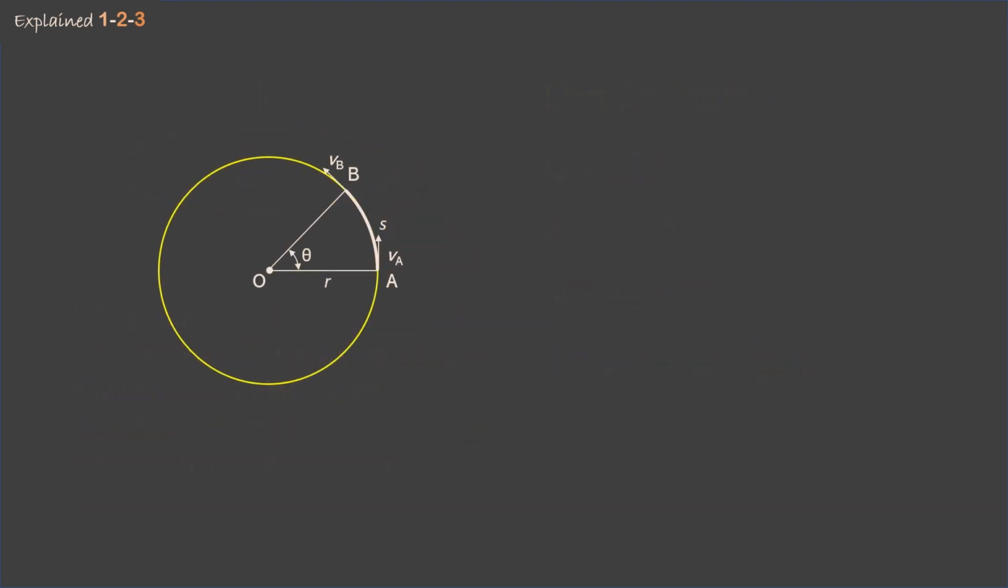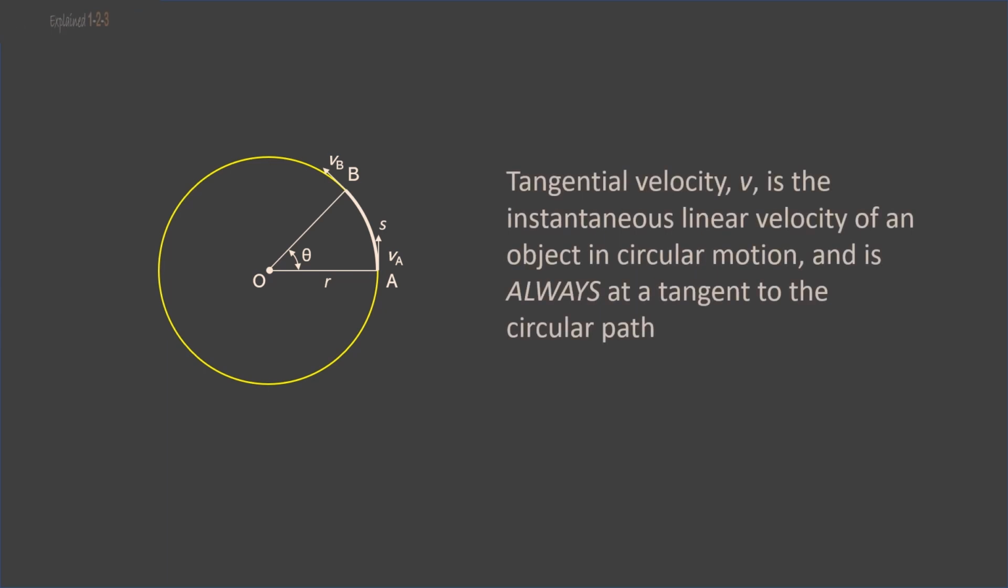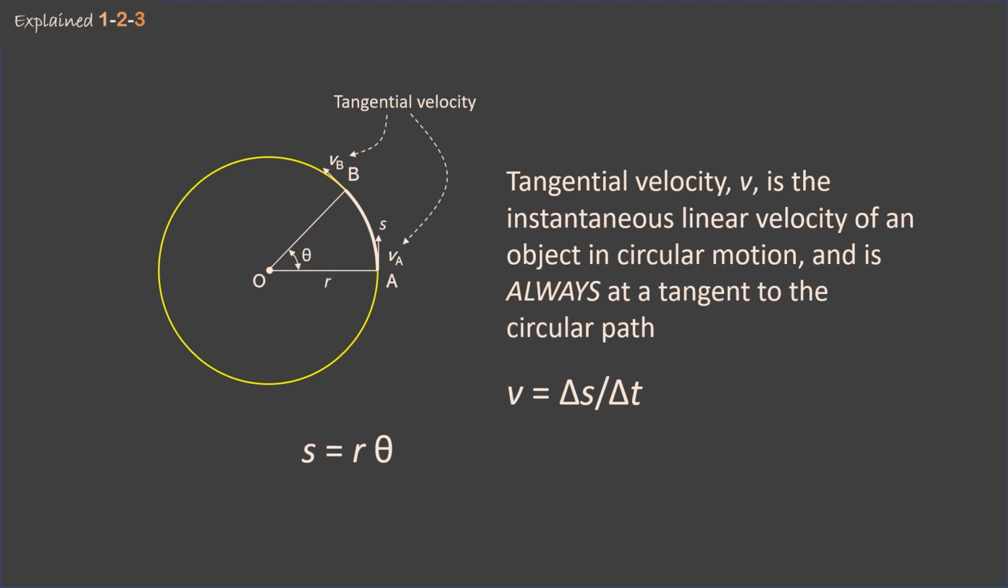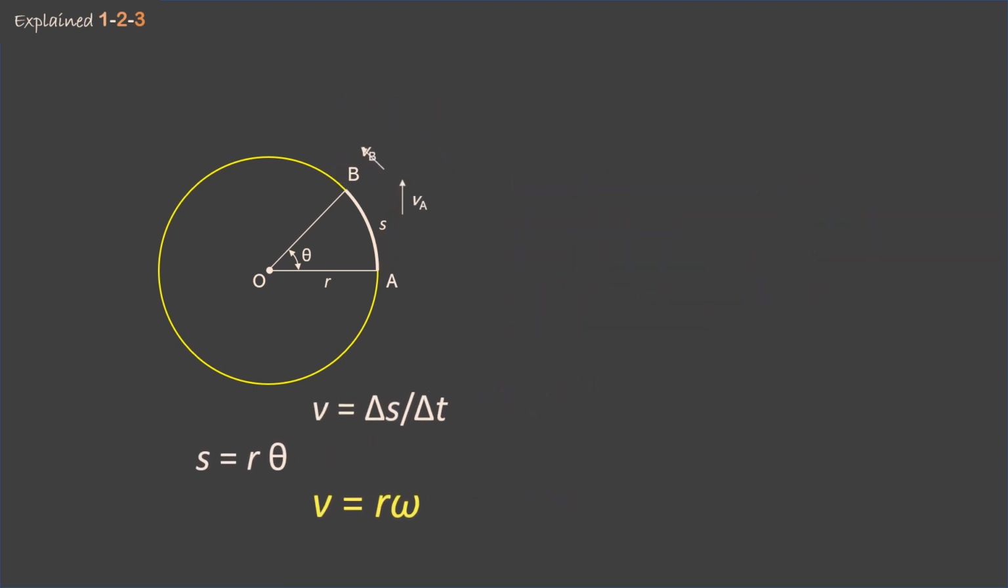Tangential velocity, v, is the instantaneous linear velocity of an object in circular motion, and is always at a tangent to the circular path. The magnitude of tangential velocity is the change of arc length within a time interval, delta t. Since the arc length is the radius times theta, tangential velocity is thus the radius times the changing rate of theta, which is the angular velocity, omega.